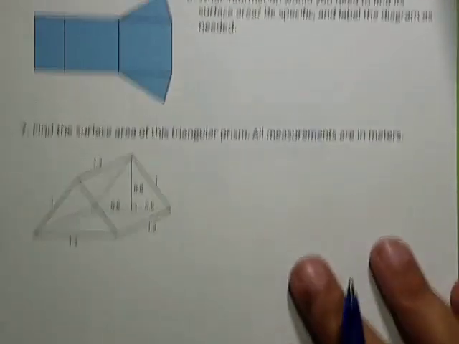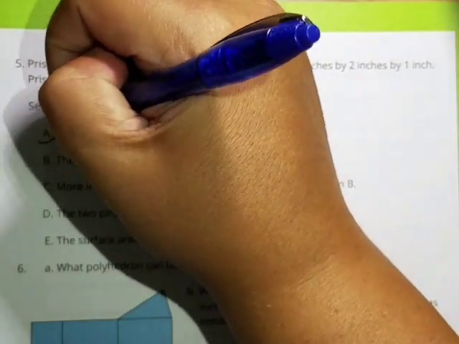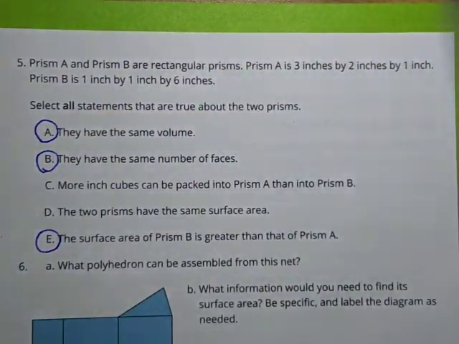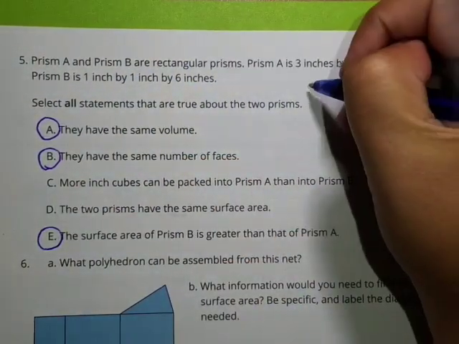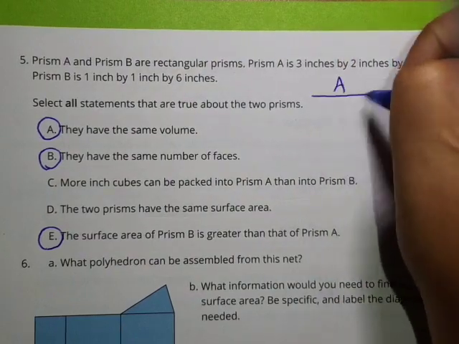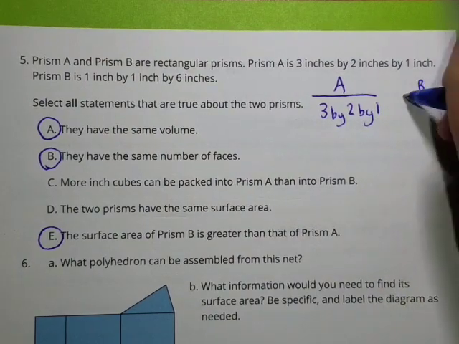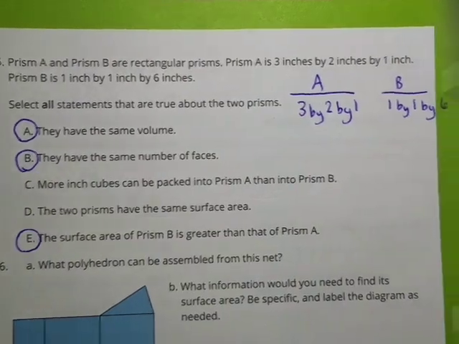Okay. Number 5, we're going to select all that apply. So A is correct. B is correct. And E is correct. So prism A and B are rectangular prisms. Prism A has a 3 by 2 by 1. So prism A is a 3 by 2 by 1. And B is a 1 by 1 by 6.